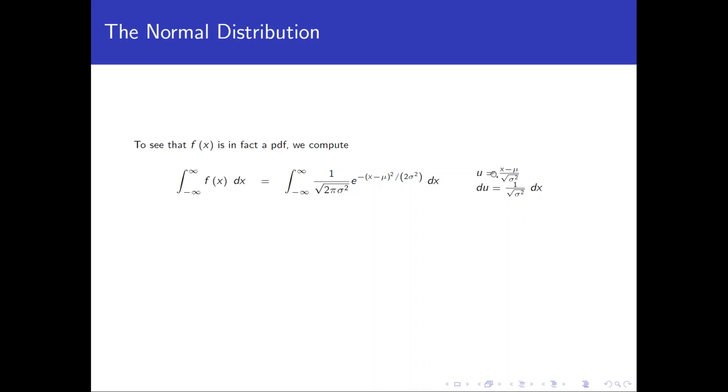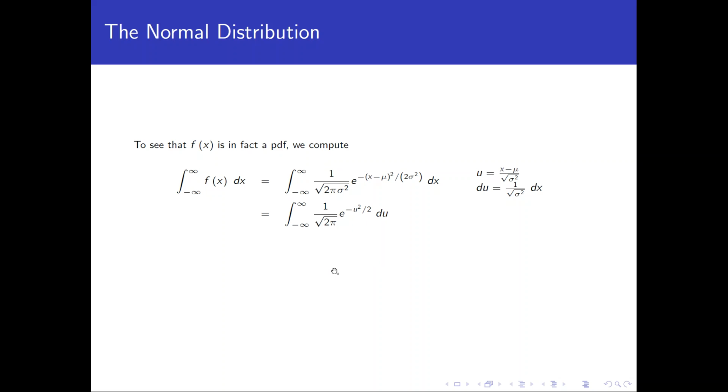Let's let u equal x minus mu over the square root of sigma squared. So basically the part that's inside the squaring here. The derivative will just be 1 over the square root of sigma squared. We notice we've already got that out in front here, this without the square root of 2 pi part. Notice also that as x goes to negative infinity, so will u. As x goes to positive infinity, so will u.